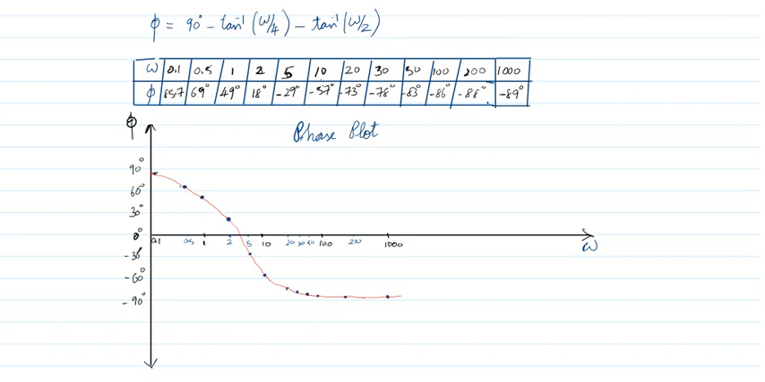For 0.1 it is 85.7. For 0.5 it is 69. For 1 it is 49. For 2 it is 18. For 5 it is minus 29. For 10 it is minus 57, right? Okay, and you have to remember that the phase plot is an exact plot. You never do any approximation. Now we have got the phase plot and magnitude plot.